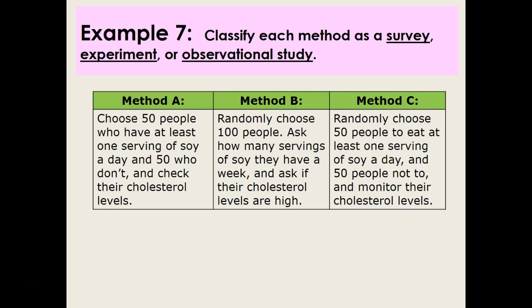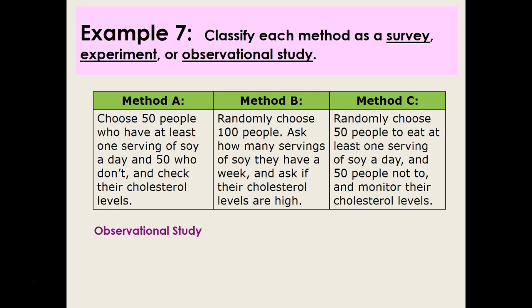Let's classify each of these as either a survey, experiment, or observational study, looking at each separately. Method A. Choose 50 people who have at least one serving of soy a day, and 50 who don't, and check their cholesterol levels. What do you think? Which of the three? If you chose observational study, you are correct. We have found people that are already having at least one serving of soy and who are already not having it, and just checking their cholesterol levels. So we're not asking them to do anything out of the ordinary. There's no treatment here. We're just observing different groups.